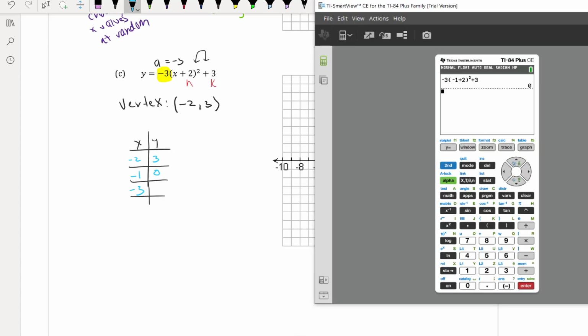Now I'm going to do this again with the value of negative 3. So I have that negative 3 on the outside. The x value now is negative 3. And I still have plus 2. Square it, and a plus 3. And so that's going to give me a 0 as well.